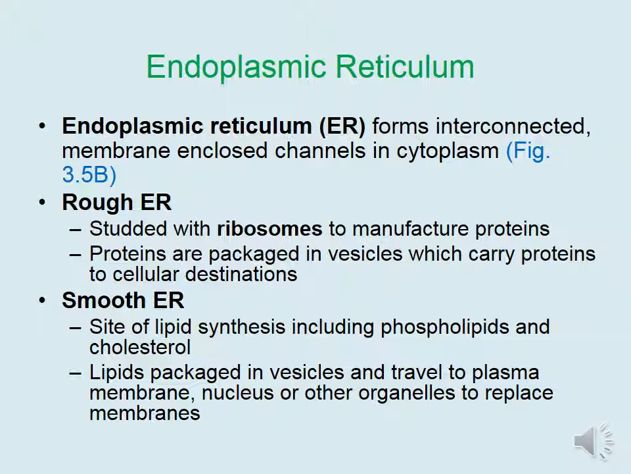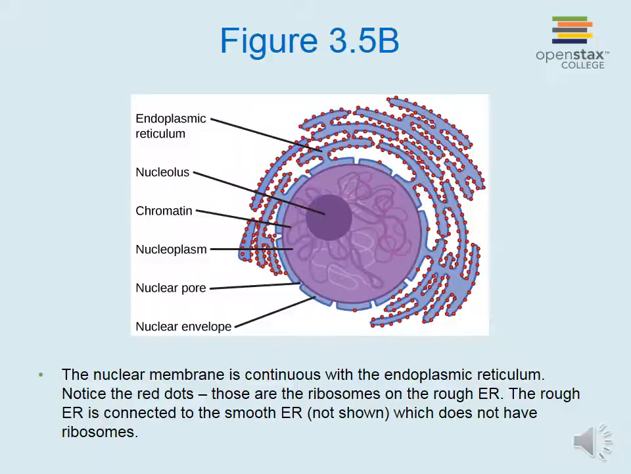The smooth ER is the site of lipid synthesis, including phospholipids and cholesterol. Lipids manufactured in the smooth ER are also packaged in vesicles and travel to the plasma membrane, the nuclear envelope, or other organelle membranes to replace worn-out areas within the membranes.